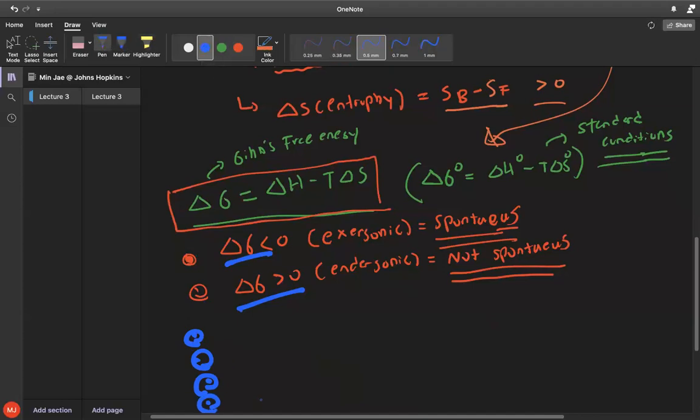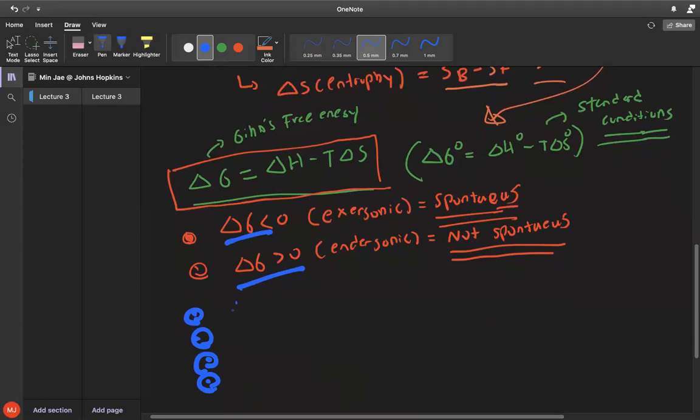Okay, now if delta H is negative and delta S is positive, then let's see, negative and positive, and T is in Kelvin, so it's always positive, which means the delta G is always negative.